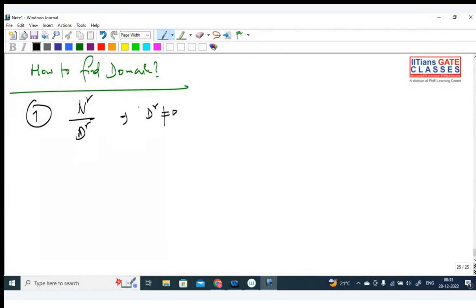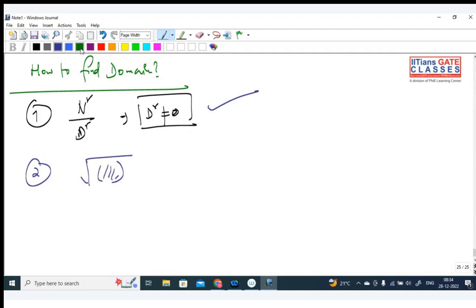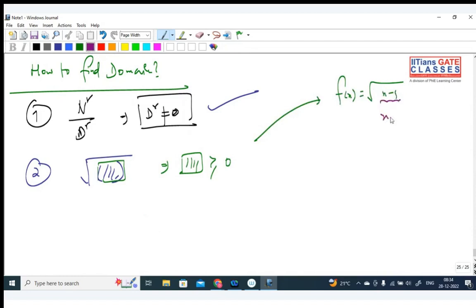This is very important to understand. In order to determine the domain, your denominator should not be equal to zero. This is first. Second, suppose some function is coming inside the square root, then this should always be greater than or equal to 0. Then you can find the domain. Like suppose you have f(x) equal to under root x minus 1. Simply you have to take x minus 1 greater than or equal to 0, and you can tell the domain, right?